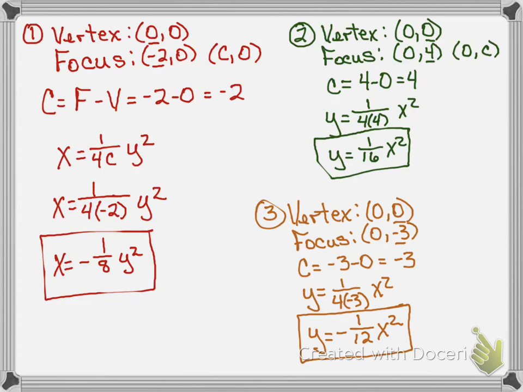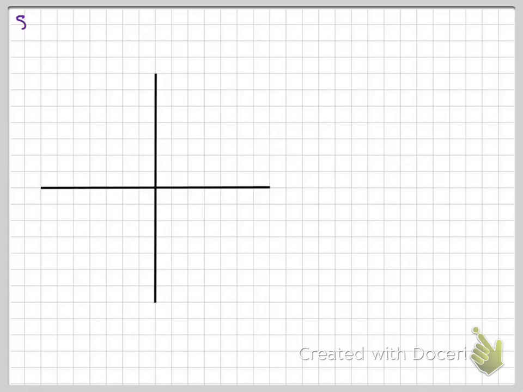Alright, next we're going to do number 8 and 9. In numbers 8 and 9, we're supposed to identify the vertex, the focus, and the directrix of the parabola with the given equations, and then sketch the graph. I'm not going to do an exact graph, I'm just going to sketch it out.